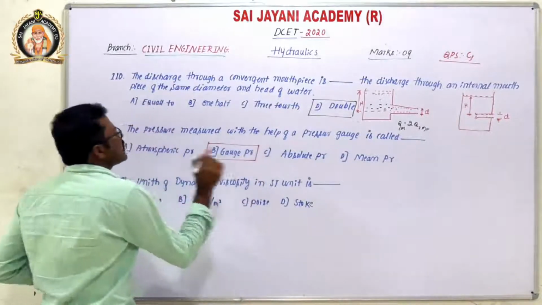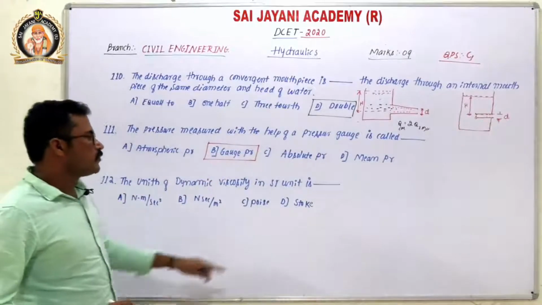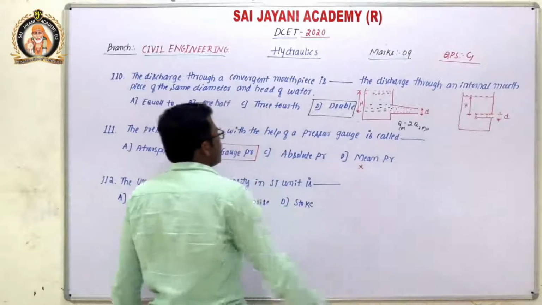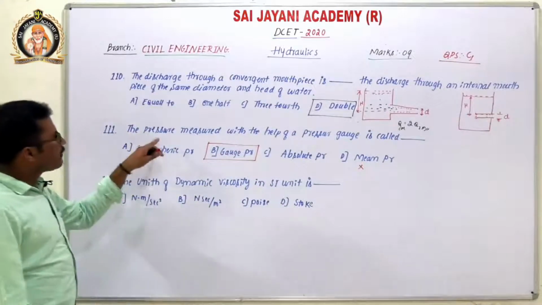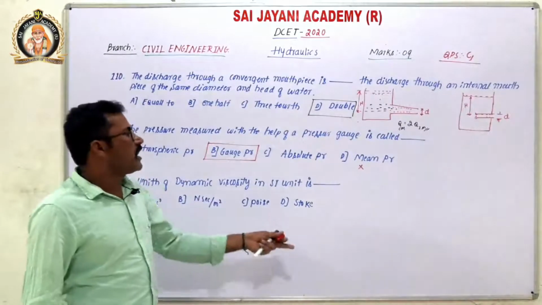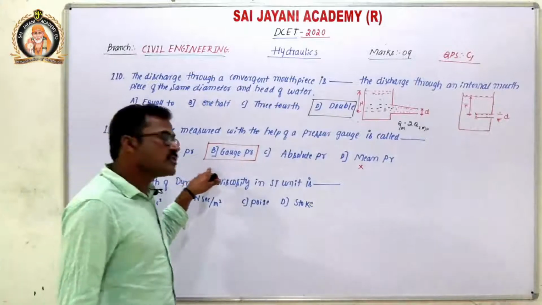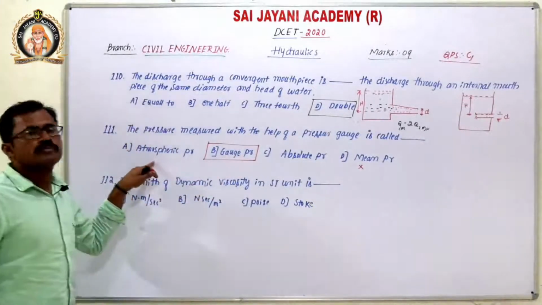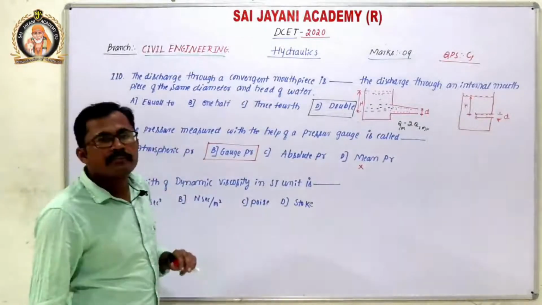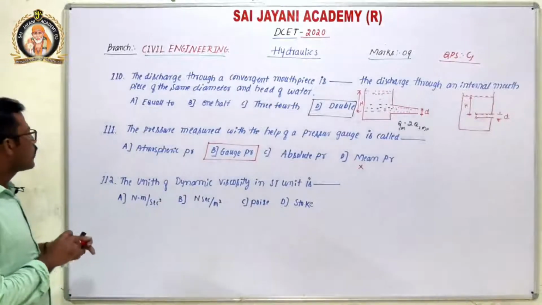Gauge pressure. What is absolute pressure? It is the sum of atmospheric and gauge pressure. So mean pressure is not a type of pressure. It is not related to this question. So the pressure measured with the help of any pressure gauge is known as gauge pressure. If the gauge pressure is 0, then it is the atmospheric pressure. So next question, question number 112.